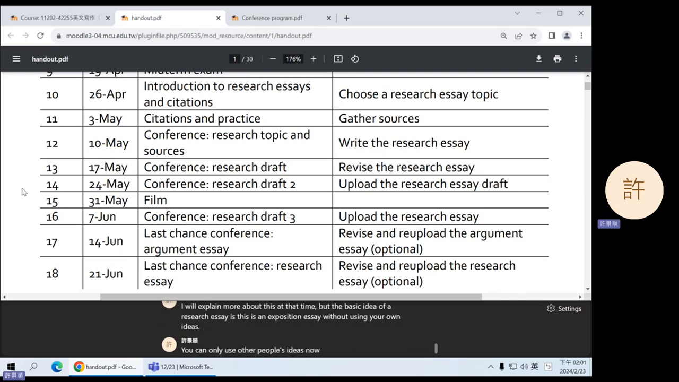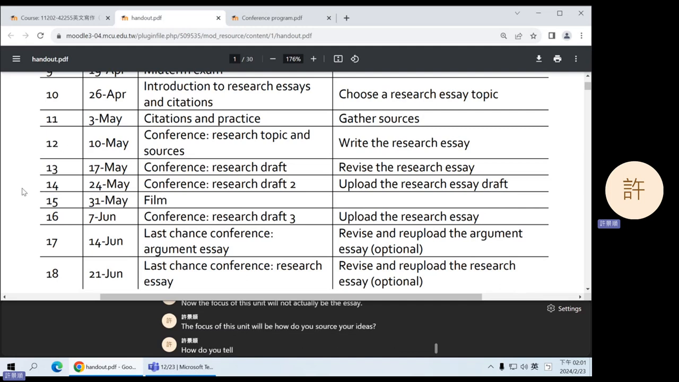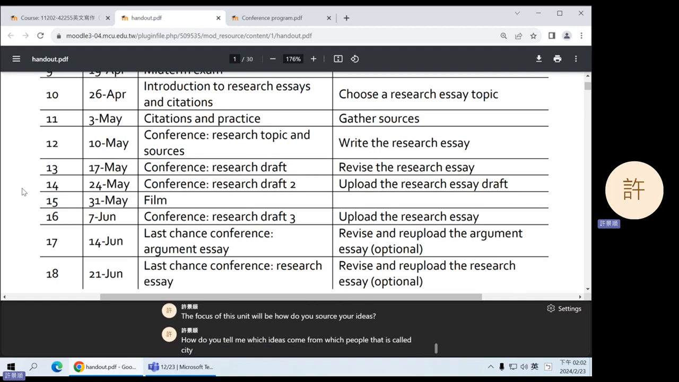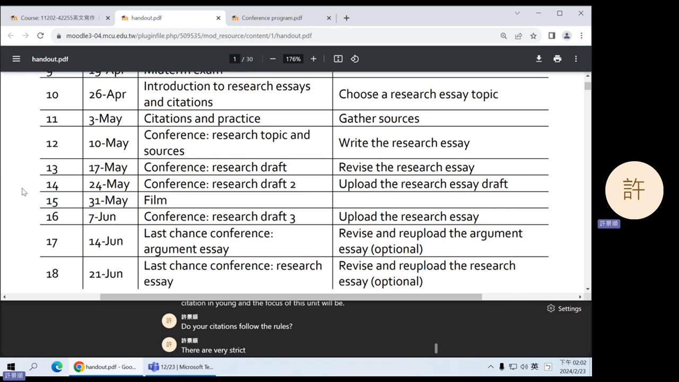Now, the focus of this unit will not actually be the essay. The focus of this unit will be, how do you source your ideas? How do you tell me which ideas come from which people? That is called citation, 引用. And the focus of this unit will be, do your citations follow the rules? There are very strict citation rules.